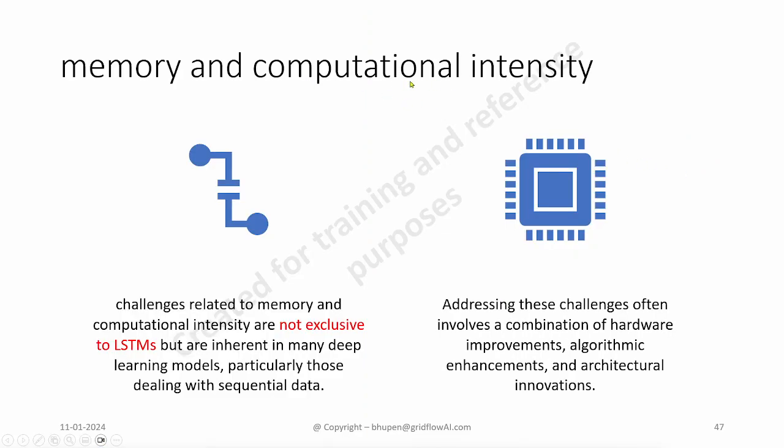Now, computational intensity. Yes, the LSTM and GRUs are quite complex in terms of architecture, and hence the requirement of computing resources is also very high. But this problem is not exclusive to only LSTM. They impact almost any deep learning models. So again, this is an active area of research today, with the combination of hardware improvement and some algorithmic enhancements. These are being addressed.